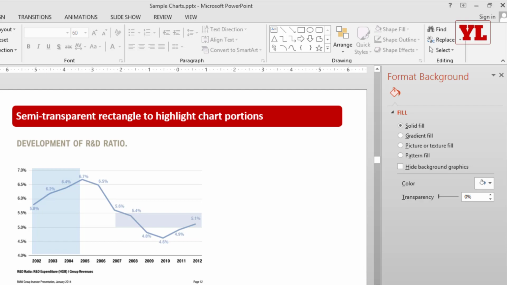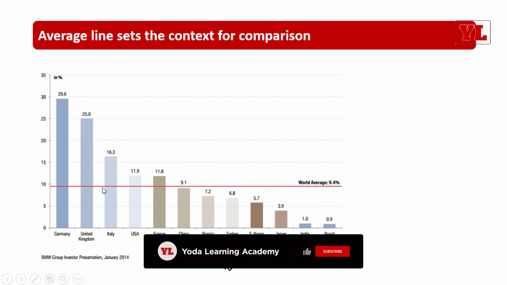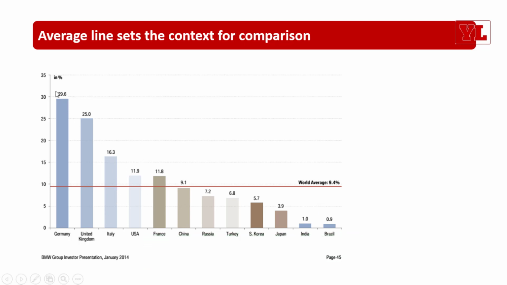So that was another aesthetic trick. Next, trick number 4. It makes sense that if you're able to put an average line on top of your column chart, this helps the audience read the information in terms of how many of them are way above average and how many of them are way below average.